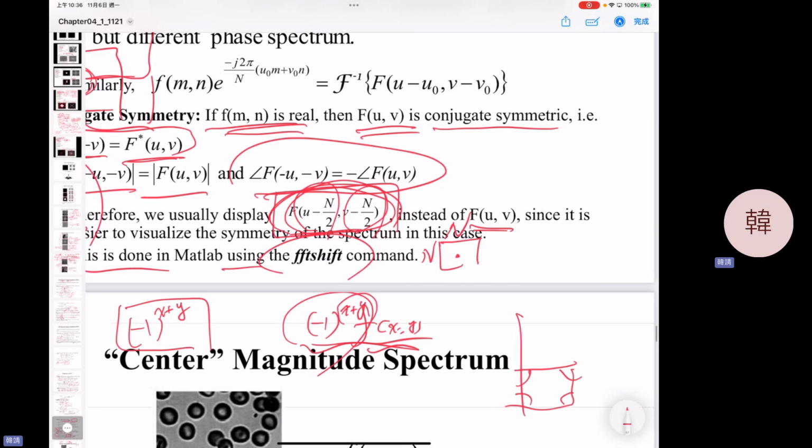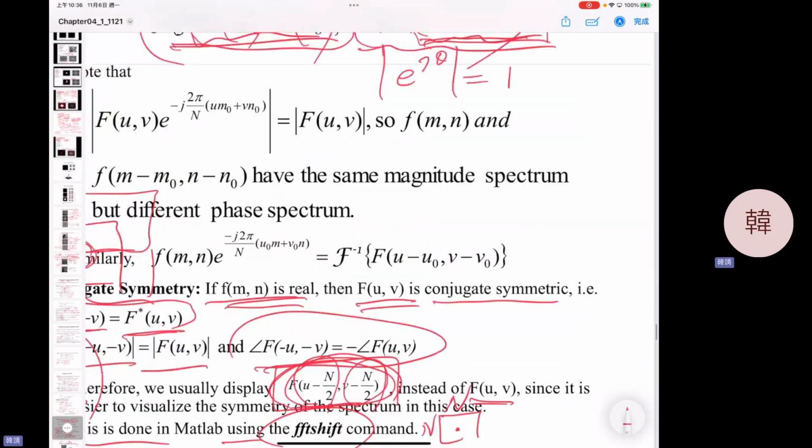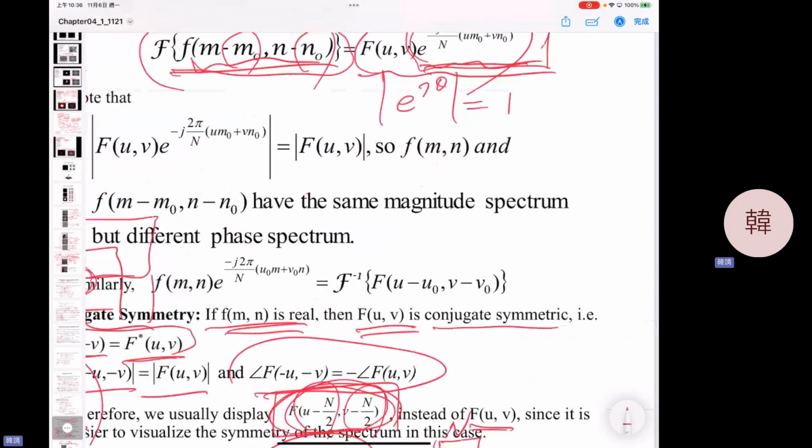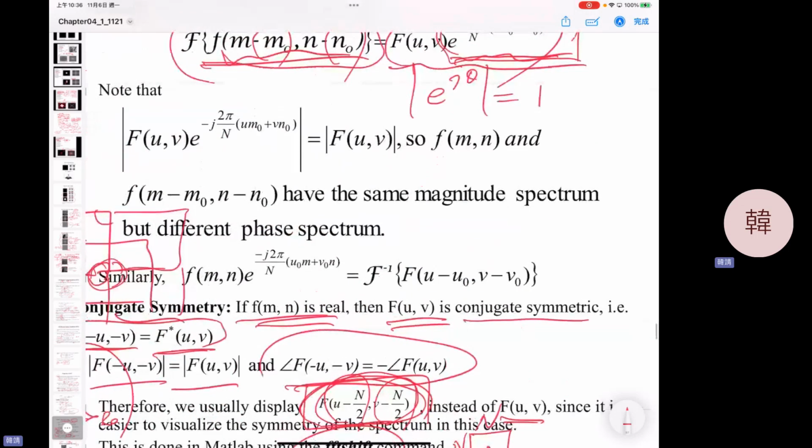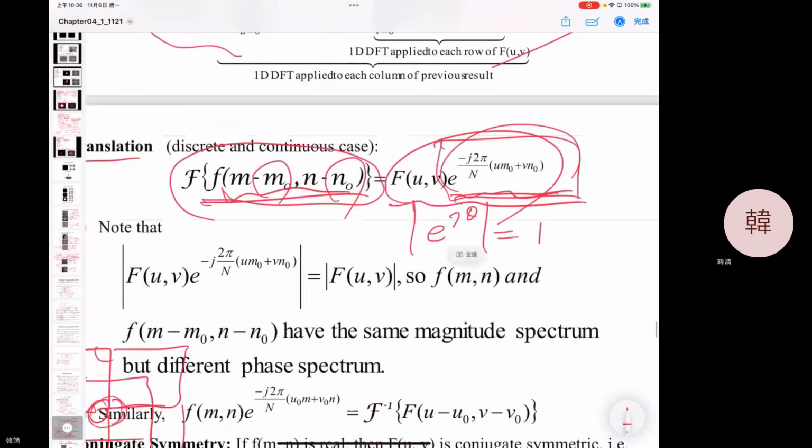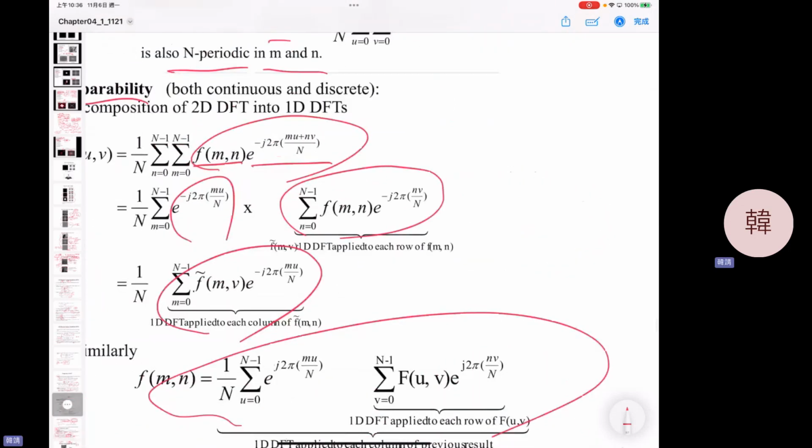And why? You can imagine, like this one, so here, see, how can we do that one? Here, -1, there.